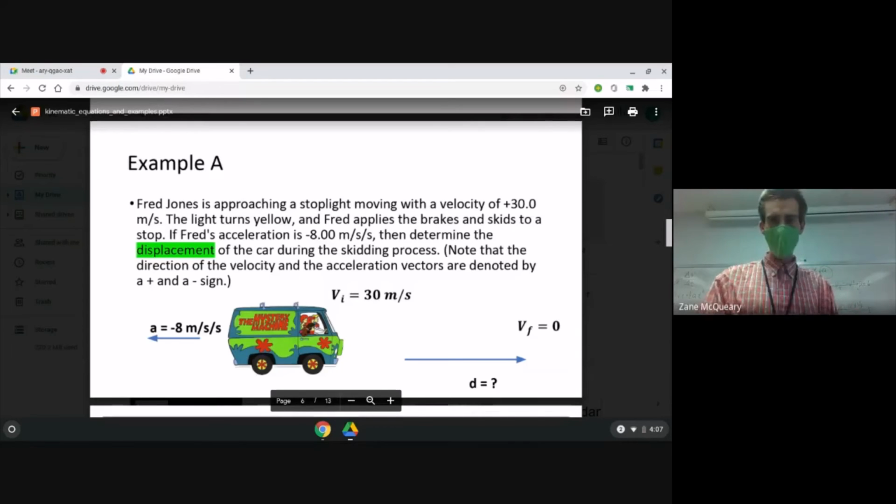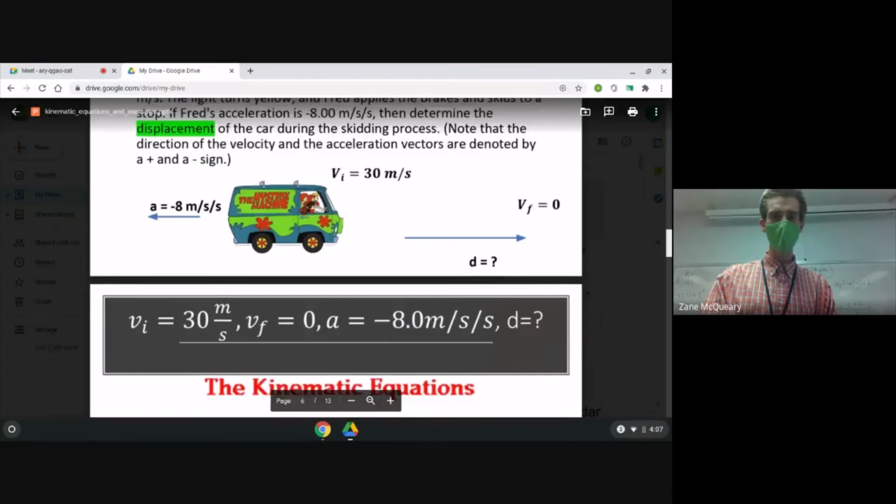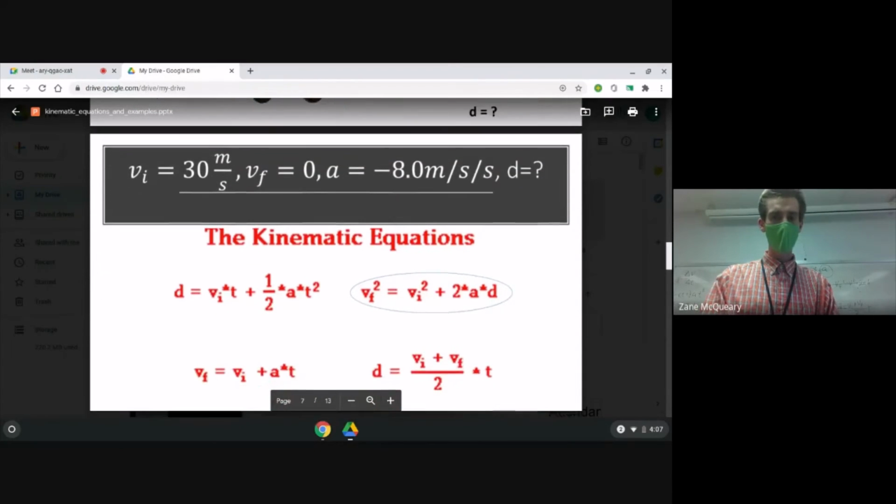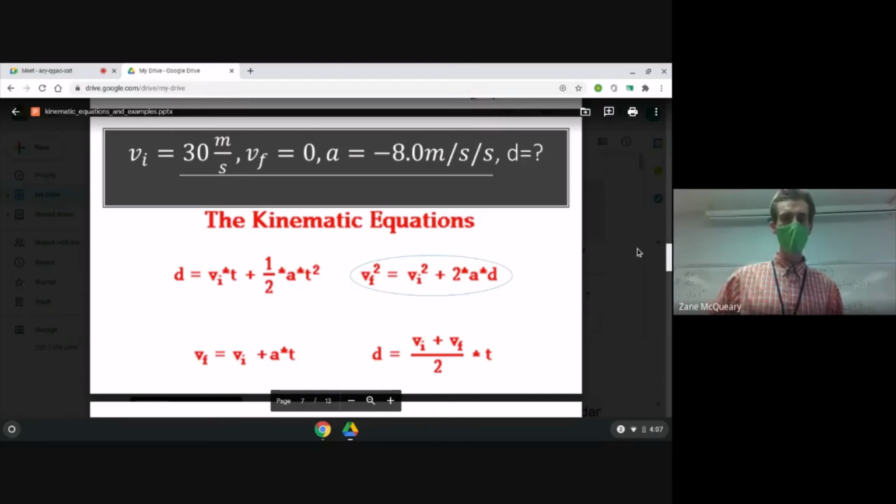Okay, at this point, once we have all of our given information and we've listed our unknown, we have to determine which of these equations we're supposed to use. We want to find one of these equations that has all 4 of those variables in it. It has to have initial velocity, final velocity, acceleration, and displacement in this case. There's only going to be one of them that has all 4 of those. And in this case, it's our top right equation.